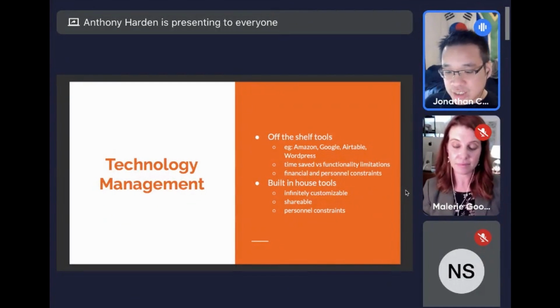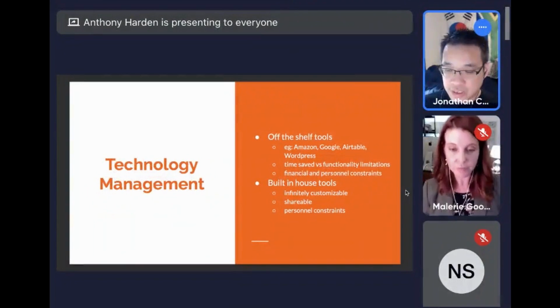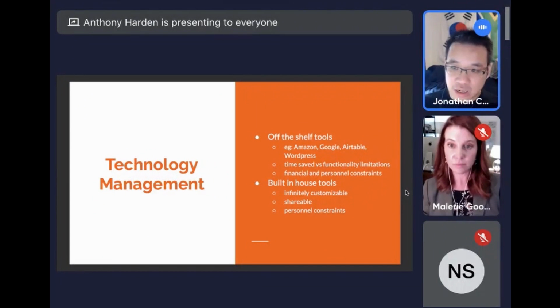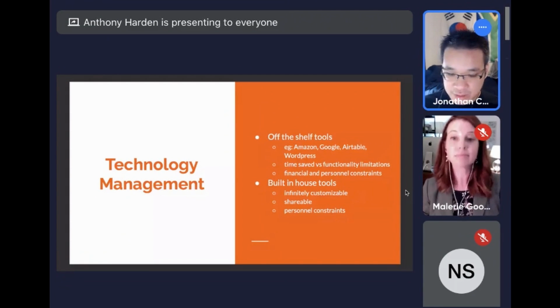We do realize that there are personnel constraints. Developing a tool from scratch is much different and much more demanding than using an off-the-shelf tool. But that's why we're forming a community. That's why we're mutually supporting each other and helping each other.